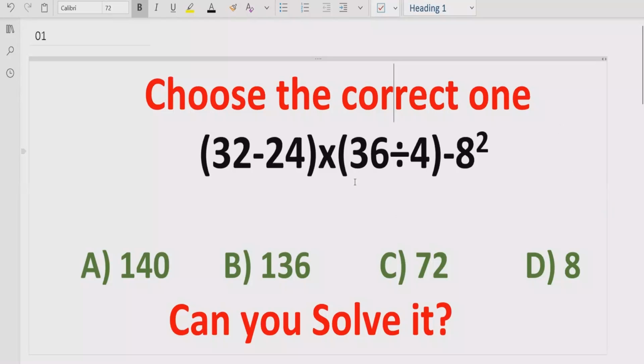Today we will solve another quiz related to an arithmetic expression, which contains basic operations: multiplication, division and subtraction. We have to find the correct answer after solving this expression. Here in the answer list, we have four answers: 140, 134, 136, 72, and 8. Let's see which answer is correct after solving this.